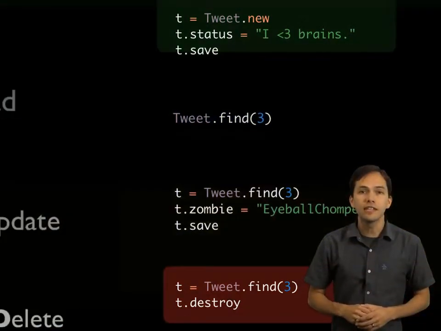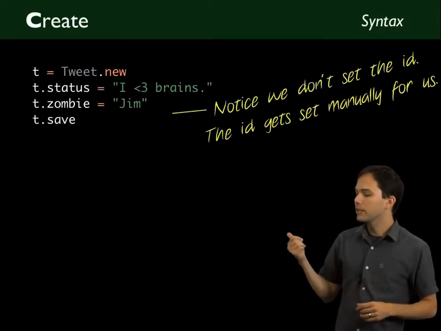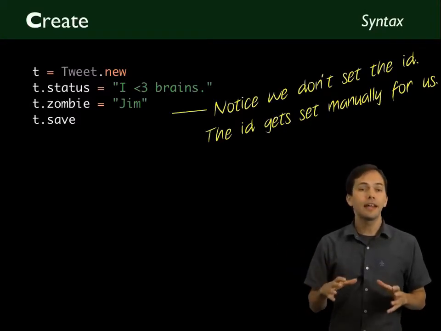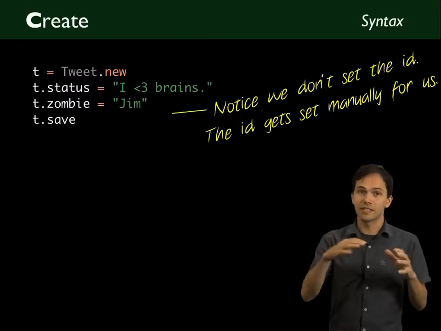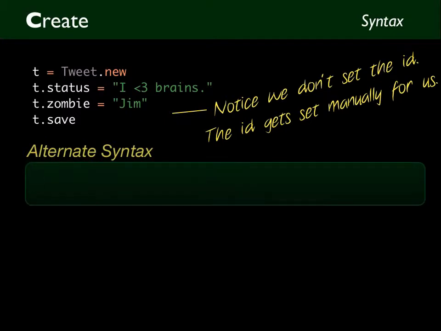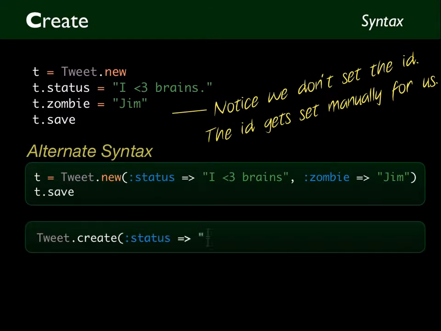Now we're going to go through each of these in a little bit more detail, and I'm going to show you some alternate syntaxes. But first with create, notice that we're not setting the ID on the object here. That's because Rails is going to take care of that for us and properly increment the ID and store that in the database. Another way we can create a new tweet is simply by sending in a hash of the items that we want to set. We can then save that. We can also write this all in one line by calling Tweet.create. So that's going to set these attributes and save the object.